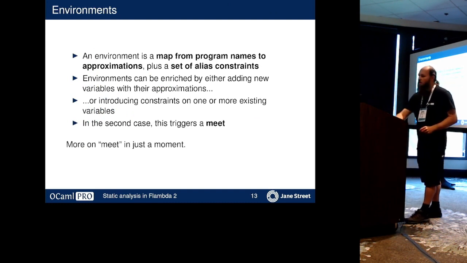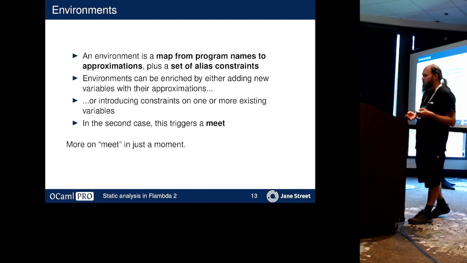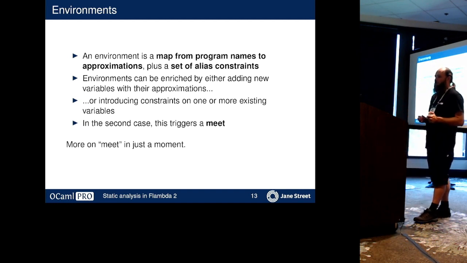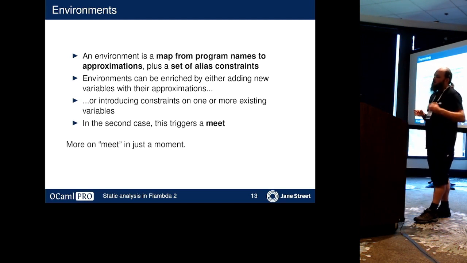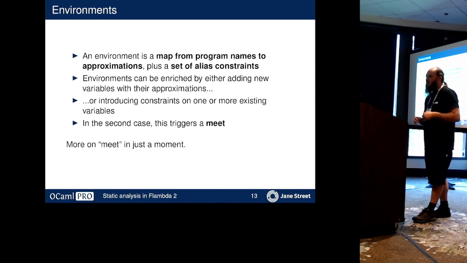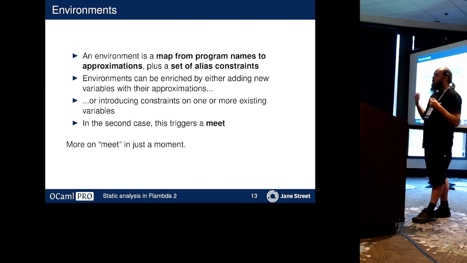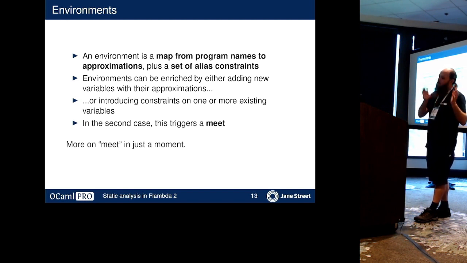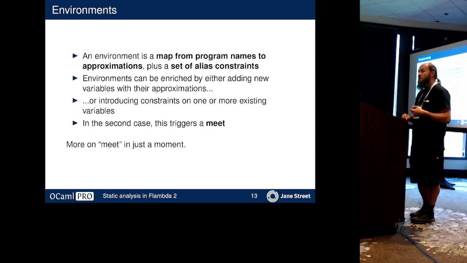So to store all those things, we store them in an environment that we propagate everywhere through the code. So basically, an environment is a map of variables to an abstraction, an approximation. And we can do meet given an environment and types. We can meet the types under that environment and enrich the environment with some new properties.